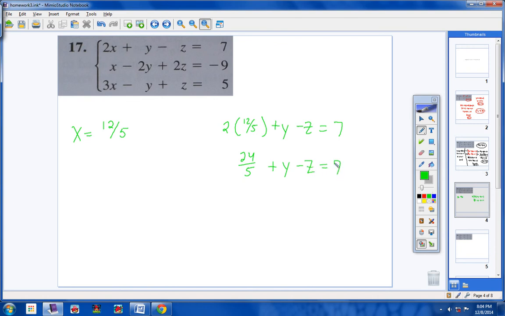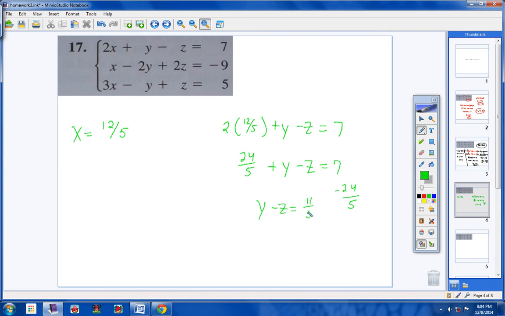equals 7. Now I'm going to bring my 24 fifths over and make it negative. I'm going to break out my calculator and use my fraction button. 7 minus 24 divided by 5 gives me 11 fifths. So I have y minus z equals 11 fifths.